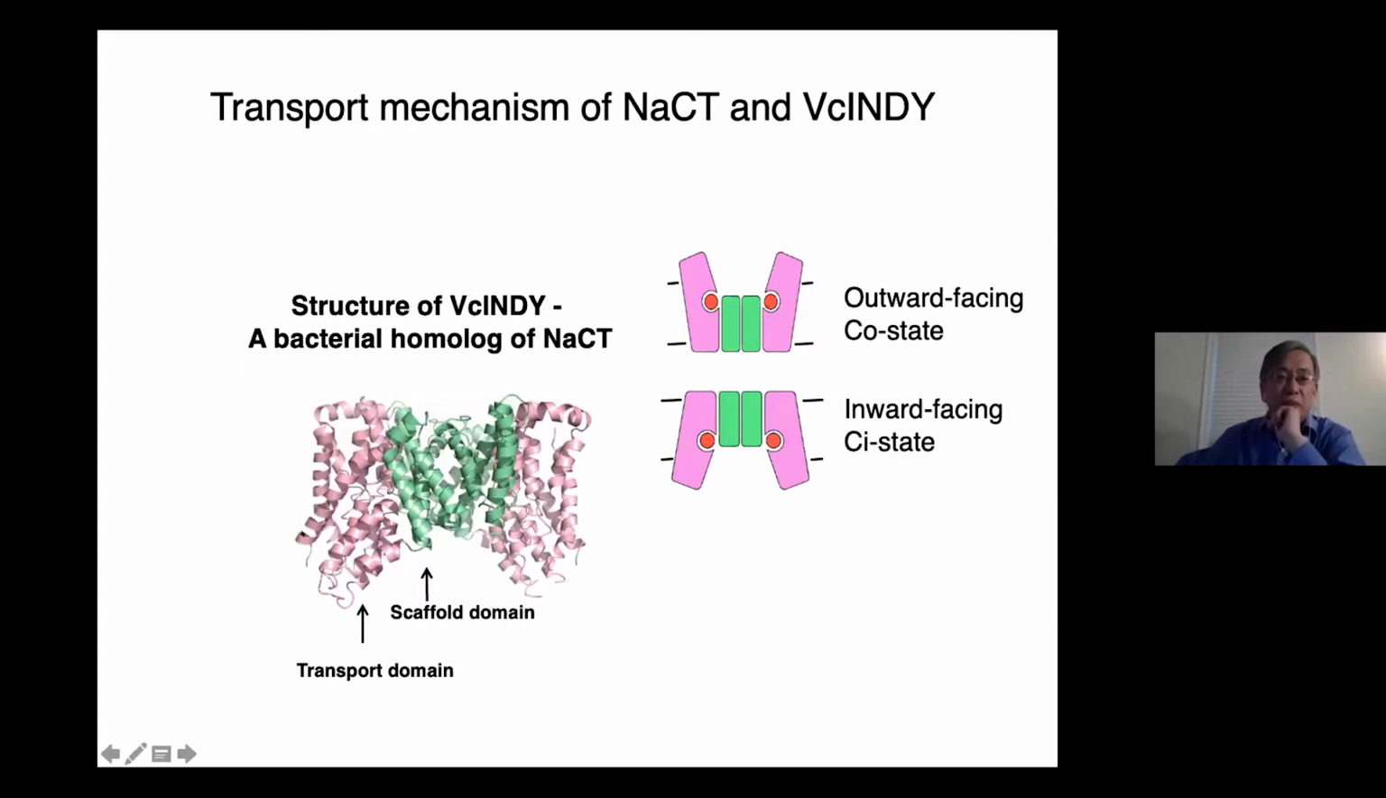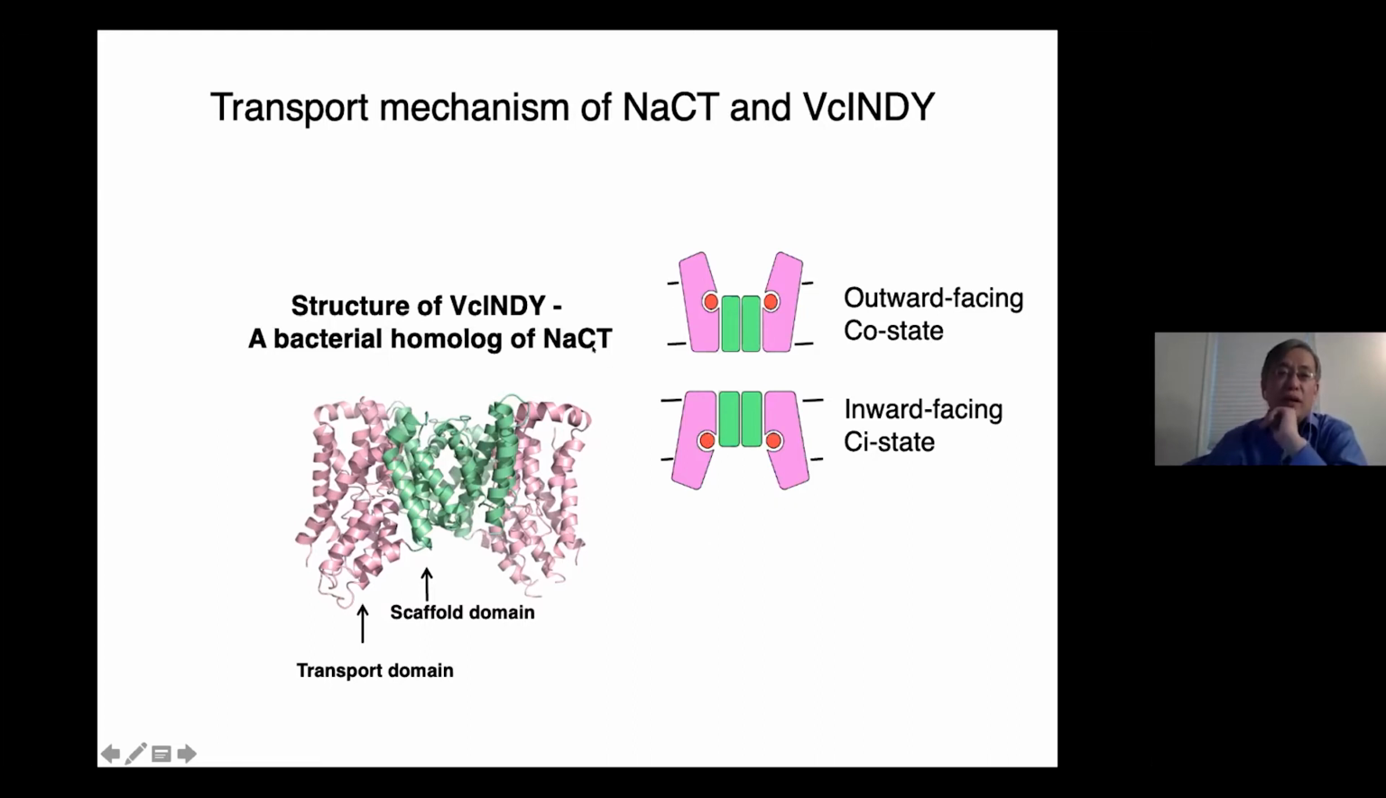The place we started was to understand how the transporter protein transports citrate. It's believed that the protein works in such a way that there are two conformations. One is called an outward facing conformation, the other an inward facing conformation, and citrate binds from the outside. Then this domain, called the transport domain, moves down in the membrane, and citrate is released.